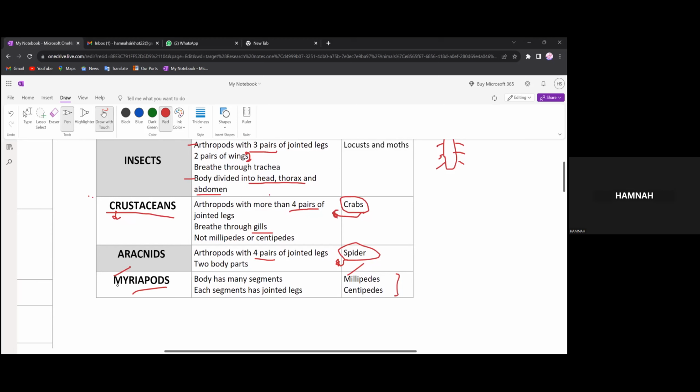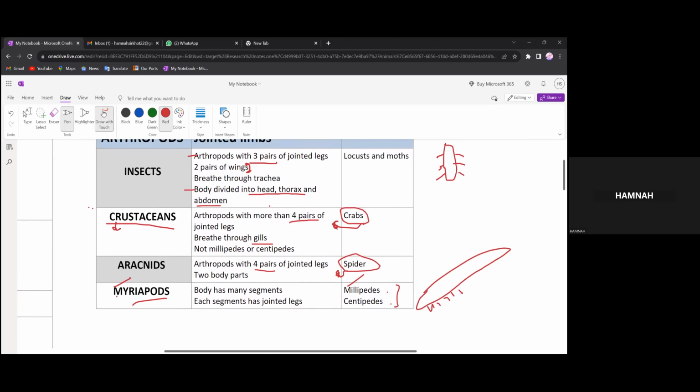Now coming to myriapods. You see M and you think, oh, millipede. And when you think millipede, you automatically think centipede as well. You know what millipedes and centipedes are? They're these long, worm-like insects with multiple legs. They just have so many legs, right? But I have a question: millipedes and centipedes look like insects, but they are myriapods. Yes, they look like insects.